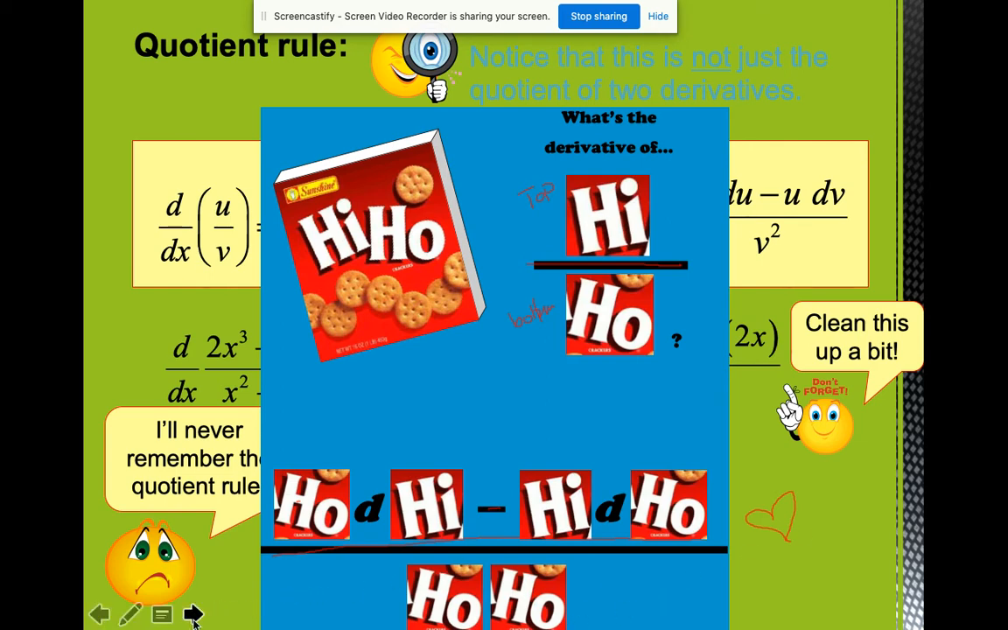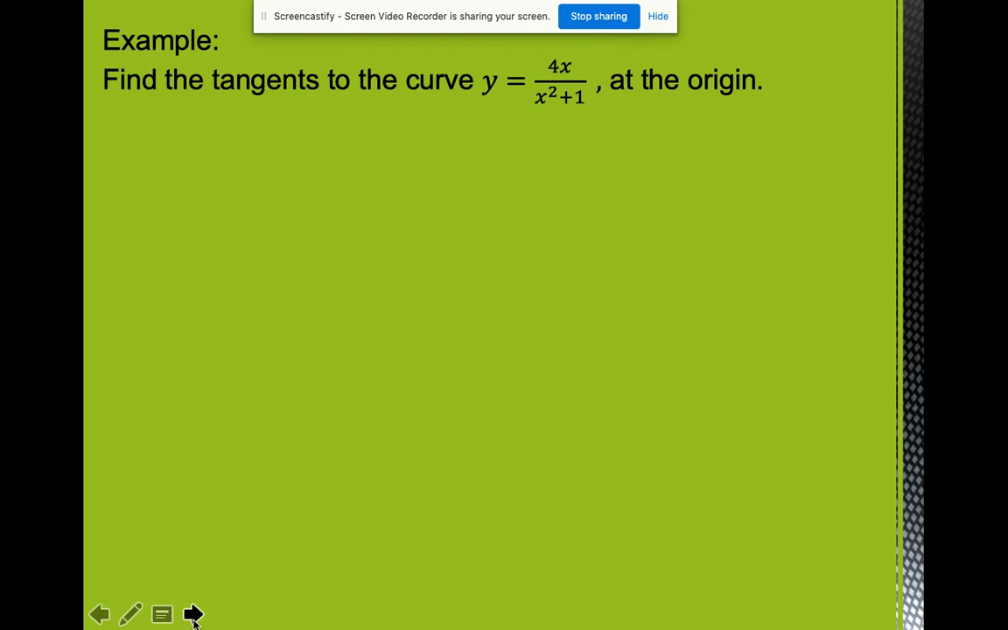Okay, let's try one. Find the tangents to the curve, blah, blah, blah, at the origin. Now, firstly, you have to factor the words here. What are they asking me for? Find the tangents. That's equations, and maybe there's more than one at the origin. My algebra and my calculus will always tell me, find the tangents to the curve. That's an equation where the slope is the derivative.